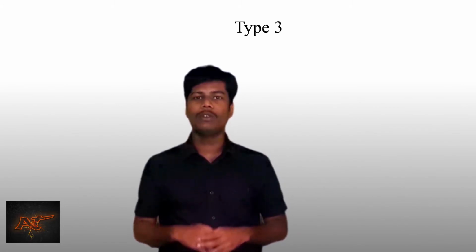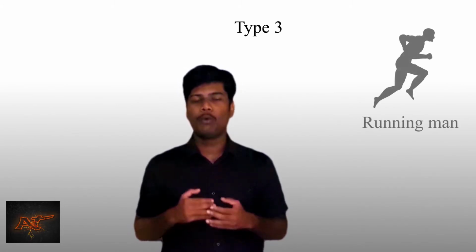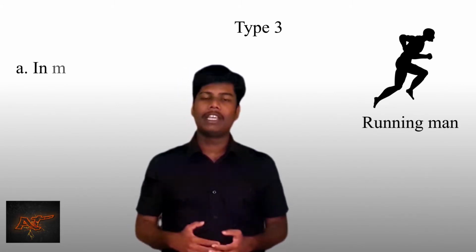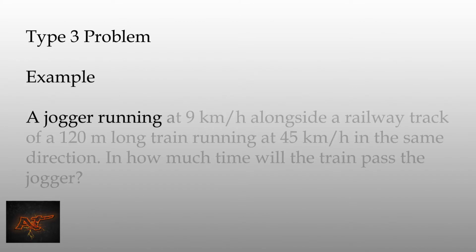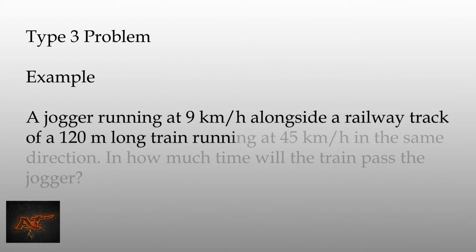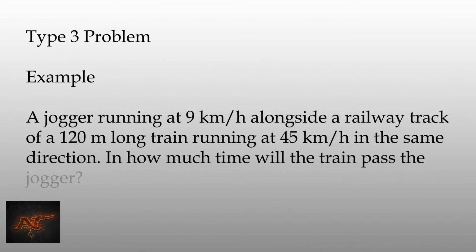The third type, in most cases, involves a moving human being or something in motion, but the length is negligible when compared to the train. A question to understand the type: a jogger running at 9 km per hour alongside a railway track passes a 120 meters long train running at 45 km per hour in the same direction. In how much time will the train pass the jogger? The jogger's length is negligible when compared to the train.